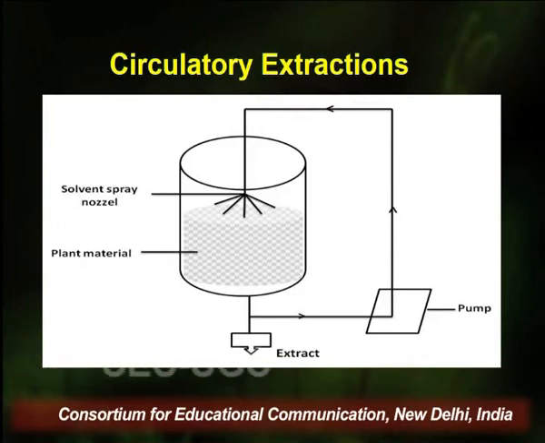Once the extraction is complete, we remove the drug material, add fresh drug material and fresh solvent, and this solvent is circulated again with the help of the pump. So this is how we can reduce the overall cost of the solvent when we are dealing with a large amount of drug material to be extracted with the maceration process.